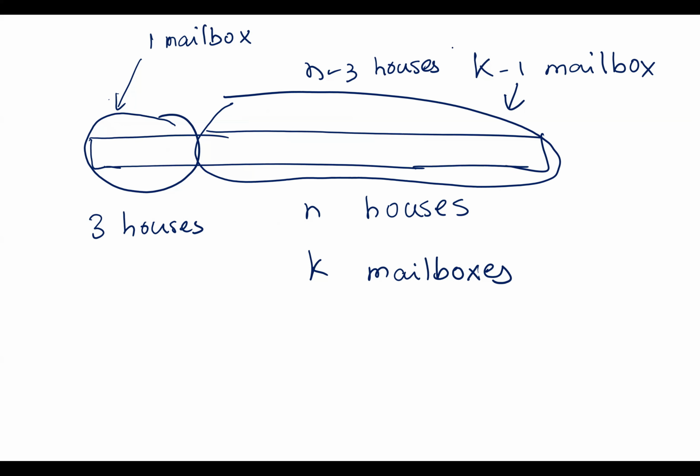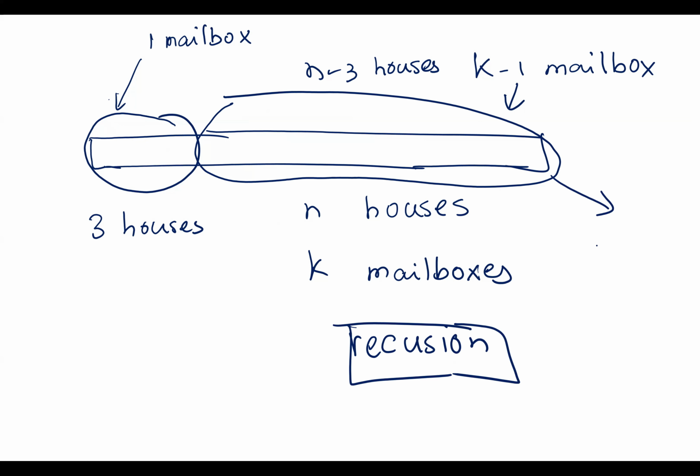So you can see we are trying to create all sort of groups. Now, recursive, we are actually doing some kind of recursion. You can see that here. We are doing it recursively. So if you just look at this part of the problem, now you see we have n minus 3 houses and k minus 1 mailboxes. So this is n minus 3 houses and k minus 1 mailboxes. So why don't we just do the same solution here?